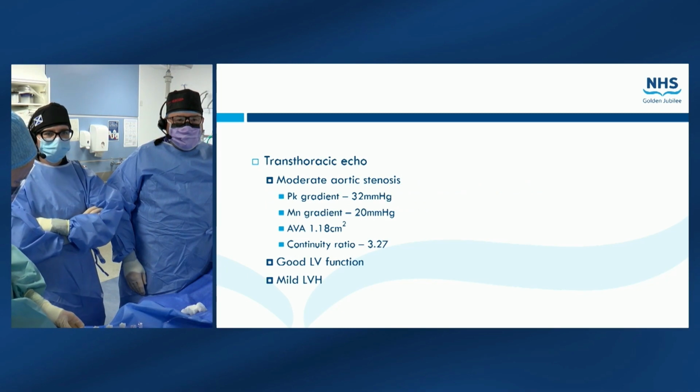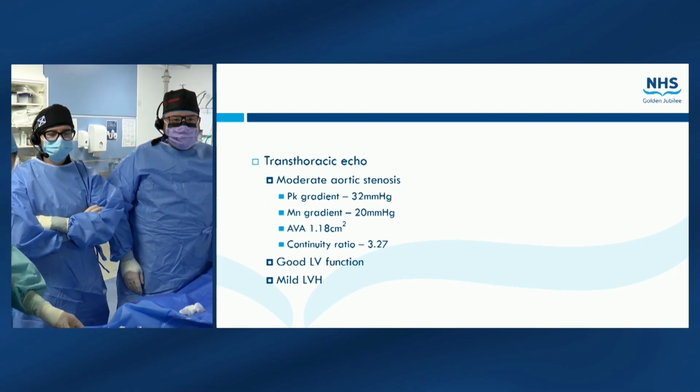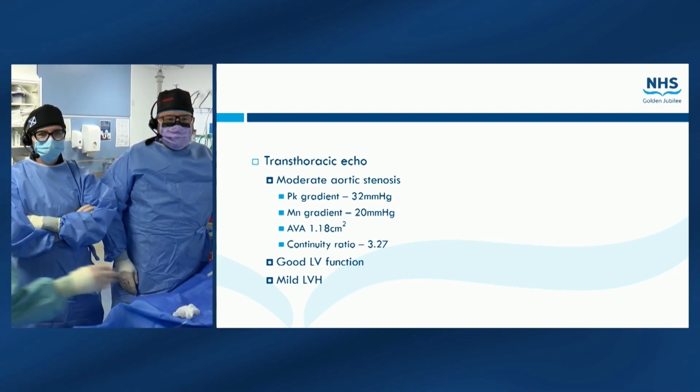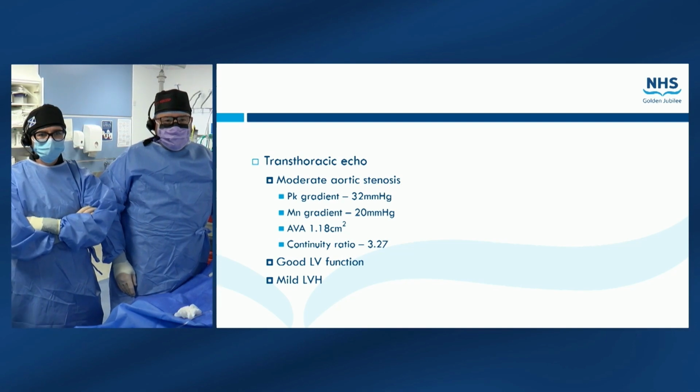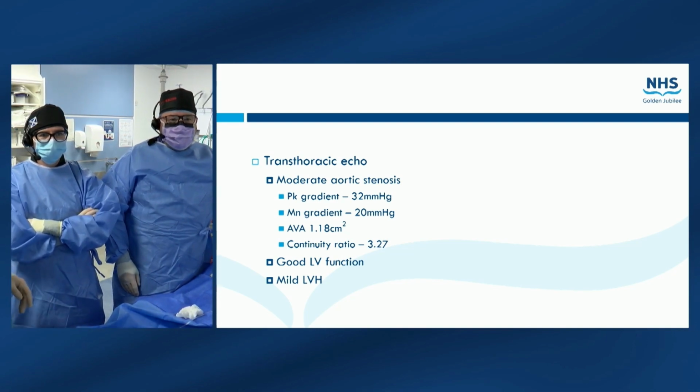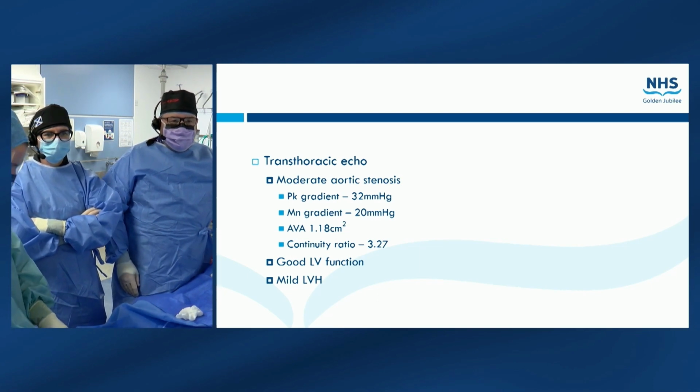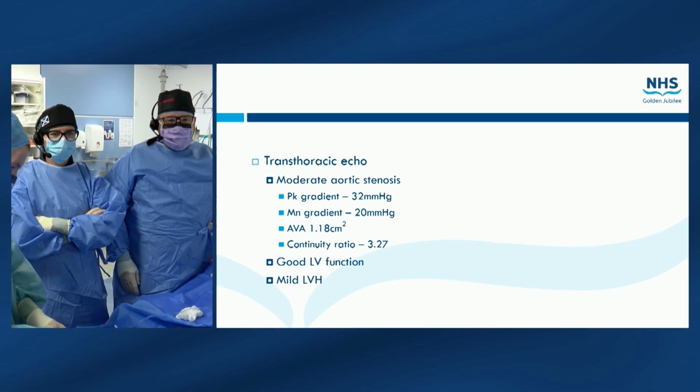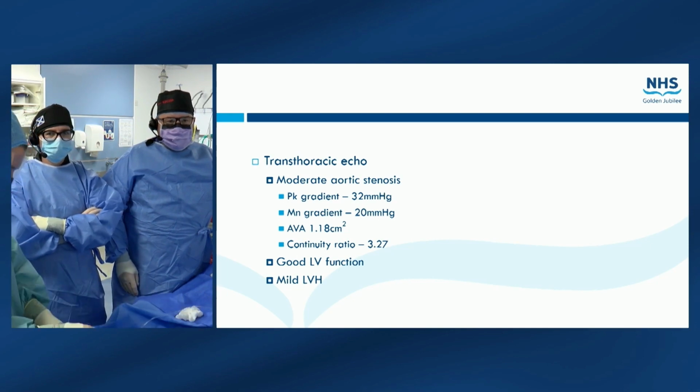Now, he has had a transthoracic echo performed, and this has shown that he has moderate aortic stenosis. His peak gradient is 32 with a mean gradient of 20. His valve area comes out at 1.18 with a continuity ratio of 3.27. He does, however, have good LV function and mild left ventricular hypertrophy.